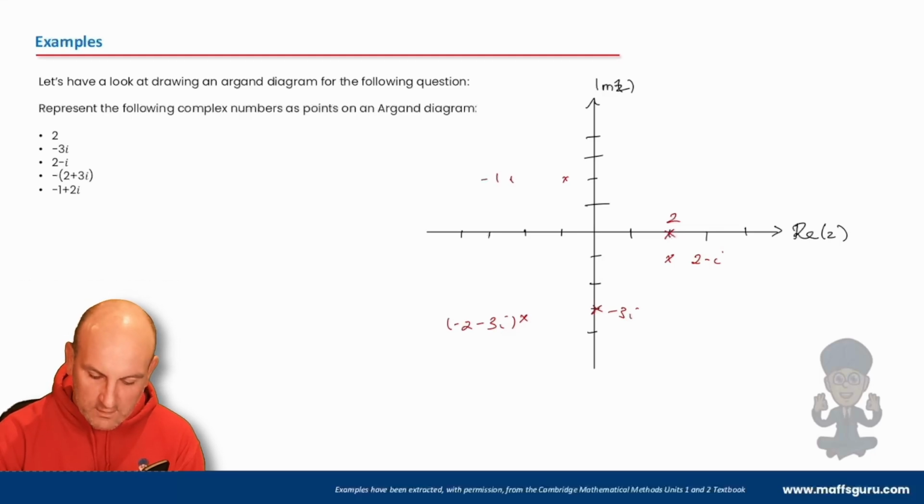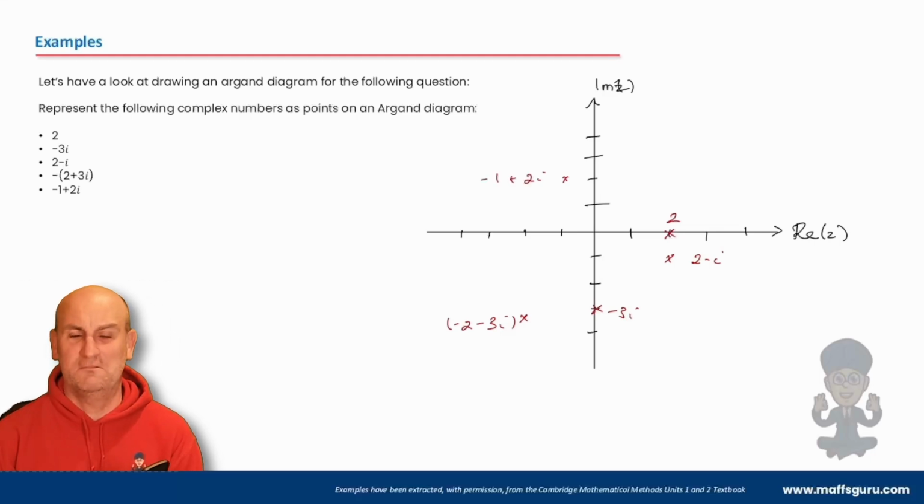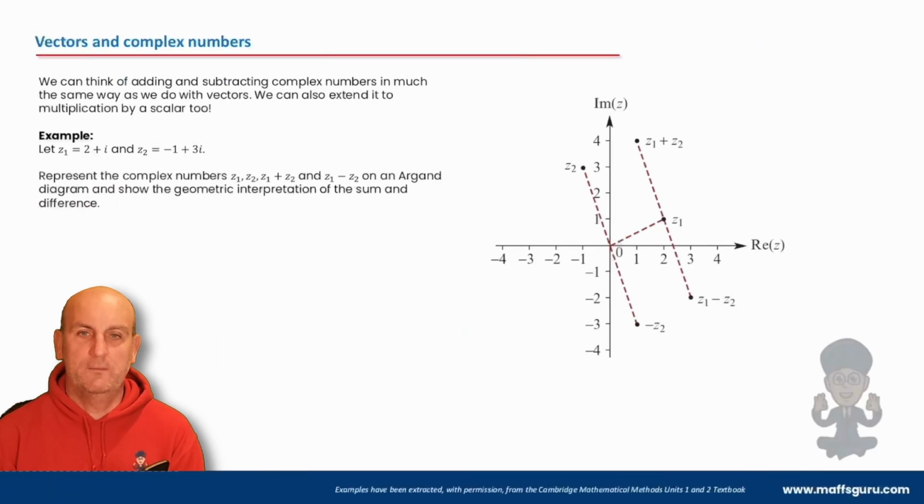So there's minus 1 plus 2i. Okay, again, not complicated. Not at the moment, but trust me, it does. Now, vectors and complex numbers seem to share various similarities, and we can think of adding and subtracting complex numbers in much the same way as we do with vectors. All right, also can extend to multiplication with scalar too.